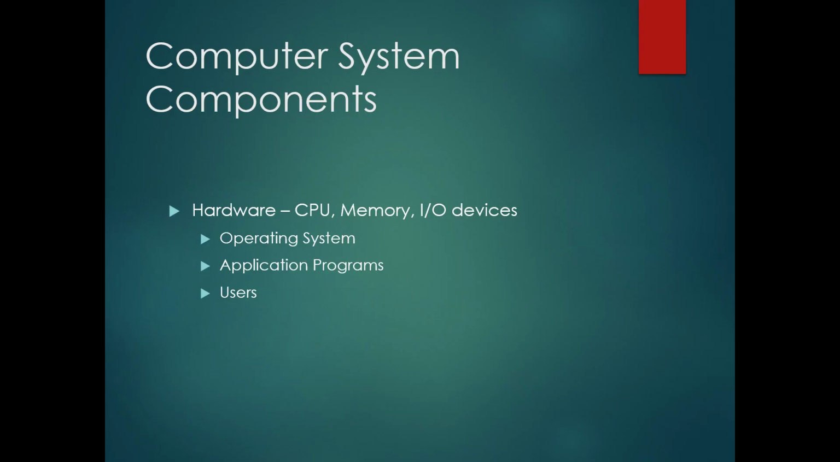Next is computer system components. A computer system consists of four main components. First is hardware, that is CPU, memory and IO devices. And the second is the operating system, which controls the hardware. And the third are application programs like Word, Chrome and media players. Finally, there are users who interact with the applications. The operating system is the bridge between hardware and applications.